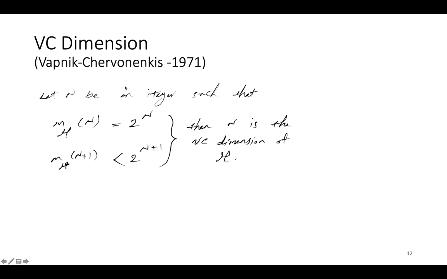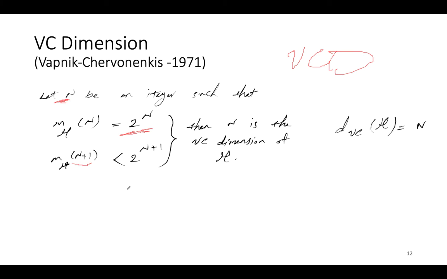They define: let n be an integer such that, for n points, m_H(n) is going to be 2 to the power of n. And if we add 1 point to n, the output would be smaller than 2 to the power of n plus 1, right? So using these two, we find out that n is the VC dimension of H. That's why they sometimes call it VCD. It stands for Vapnik-Chervonenkis dimension. In general, VCD is the largest number of points shattered by H, right? Or if you want to look at it from the other side, VCD is going to be the smallest breakpoint k minus 1.